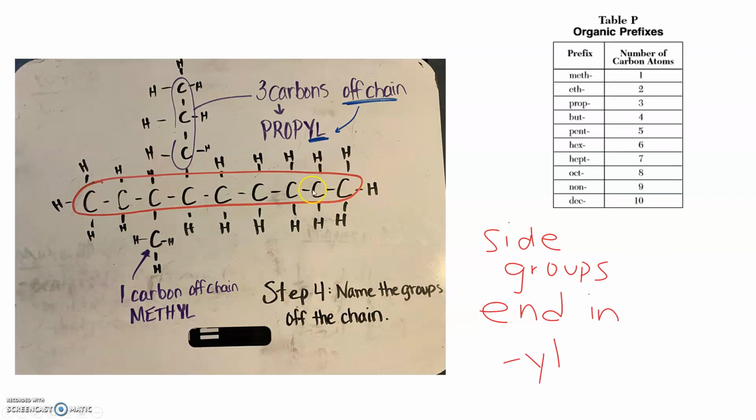I have my nonane right here, but off the top here, I have a 3-carbon group. Again, go back to table P. 3 carbons is prop. So I know that it's a prop group, but anytime I have a side chain off the main chain, I end it with yl. So I'm going to call that group propyl. Likewise, on the bottom, here's another group. In this case, there's only 1 carbon off the main chain. So I come back to table P. 1 carbon means meth. So the prefix for this group is meth. But again, a side chain ends with yl, so this group here is called methyl. So I have a propyl up here, and I have a methyl down here.